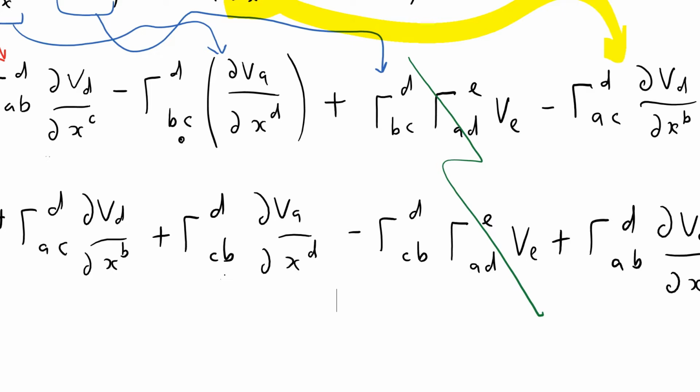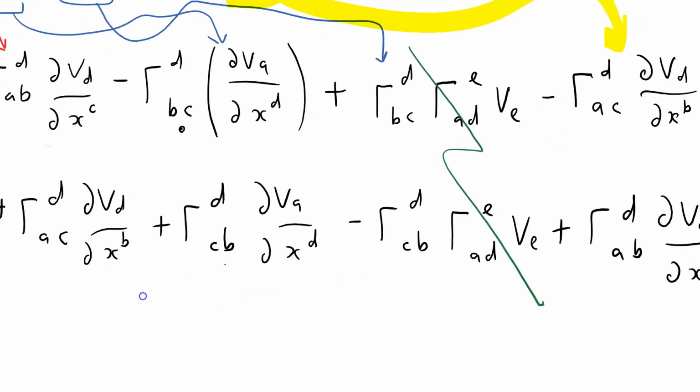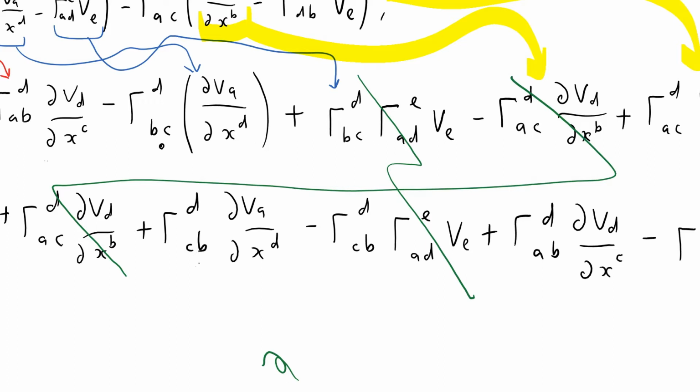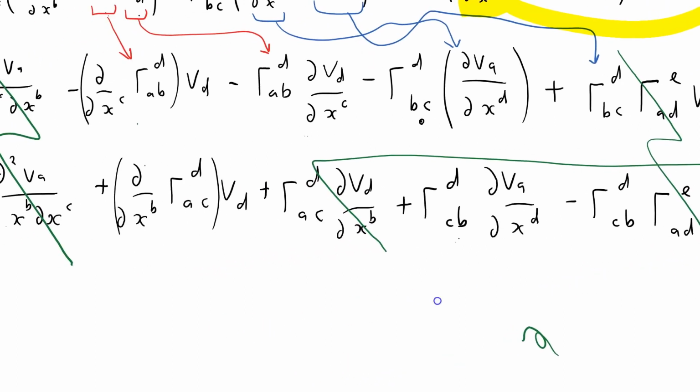Okay, so we've got these terms here. I just want to be clear what I'm doing. I'm just cancelling various bits and pieces out. Am I in green? Yeah, I'm in green. So this term here cancels out with this term here. That's gone.